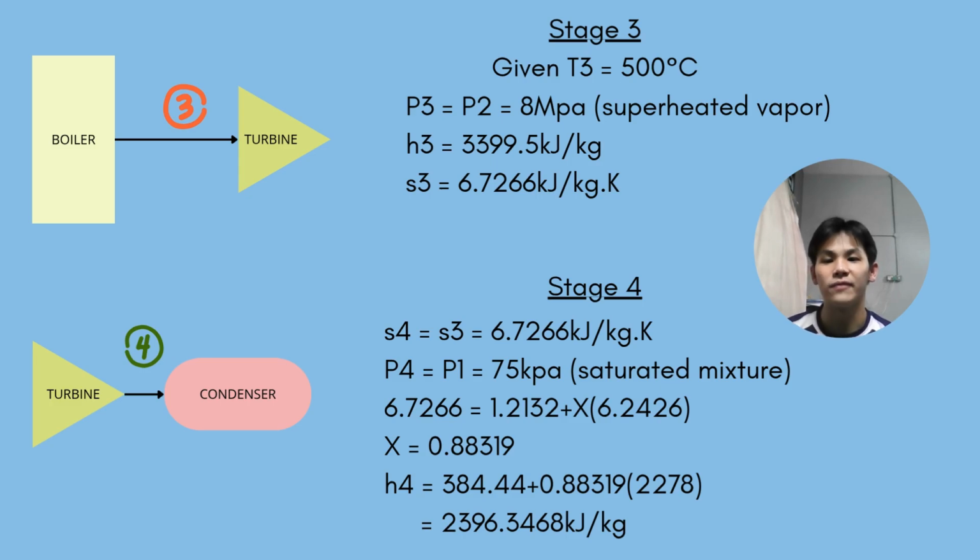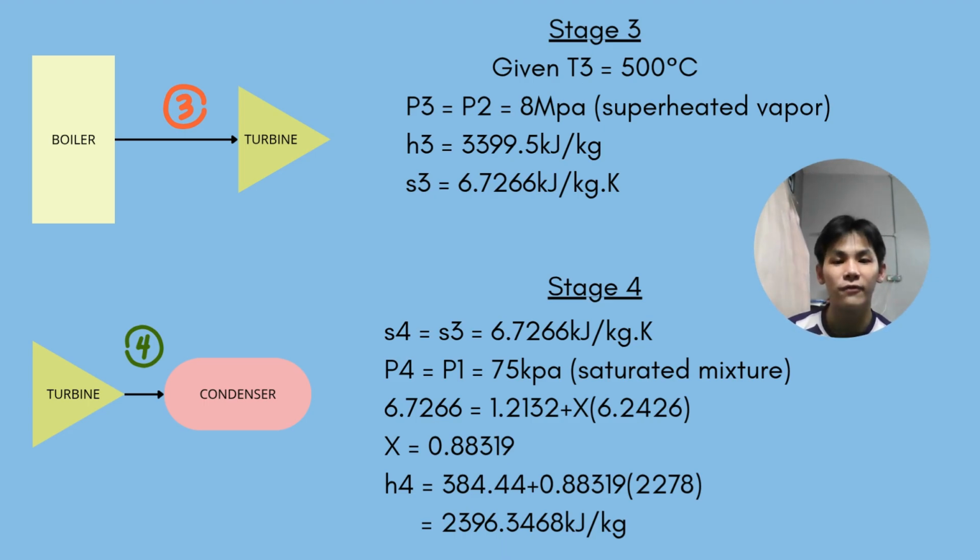And in stage 4, which is from the turbine to the condenser, since this is an isentropic process from stage 3 to stage 4, they have the same value of entropy. And we know that in stage 4, the pressure is the same as the pressure in stage 1, which is 75 kilopascal. Thus, by comparing the pressure and the entropy, we know that stage 4 is in a saturated mixture state.